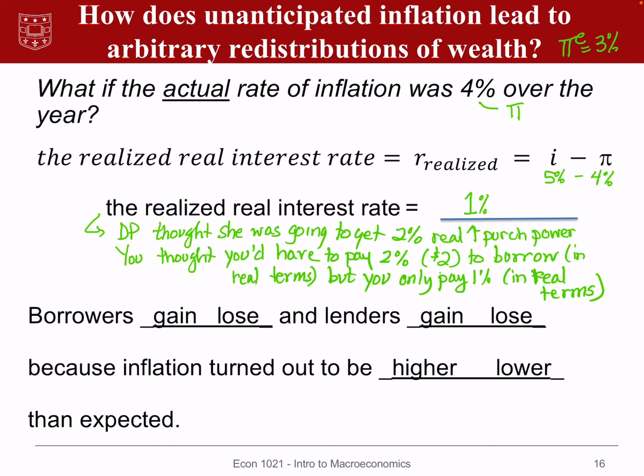So what does that mean? That means you, the borrower, you're really happy. Borrower you says, yay, and the lender me says, oh man, this blows. I thought I was going to get a 2% real return. I only got a 1% real return. And the reason for that is because inflation turned out to be higher than expected.